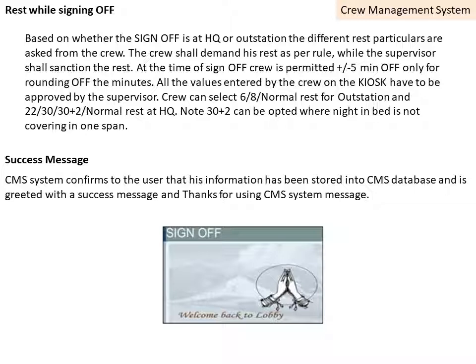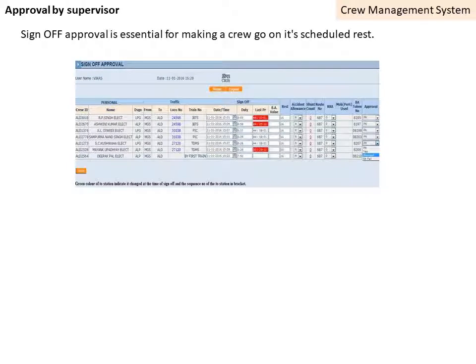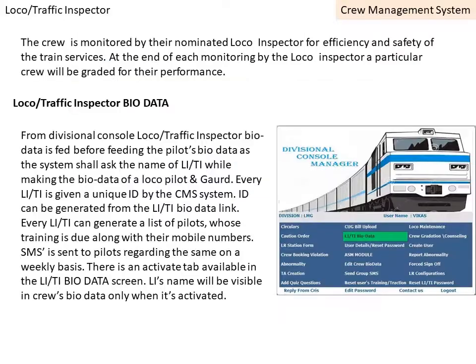After completion of signing off, this signing off screen will be displayed like this. Approval by the supervisor: after signing off, the movement details directly go to the loco supervisor. The loco supervisor has to approve the following particulars: token number, whether approved or not, and mobile number. If a personal mobile number is added, that can be seen here.